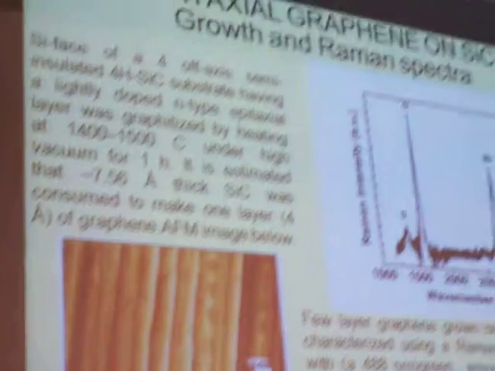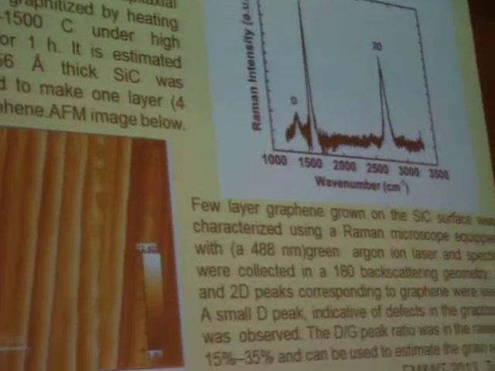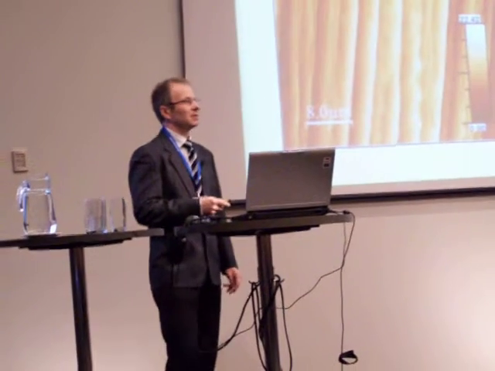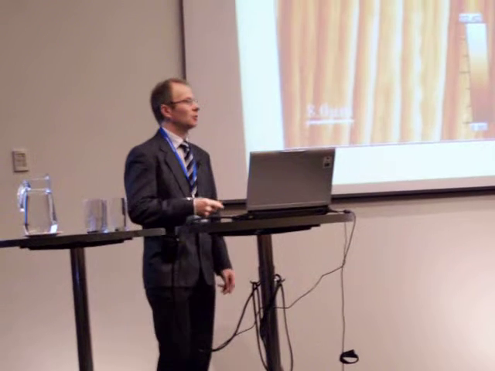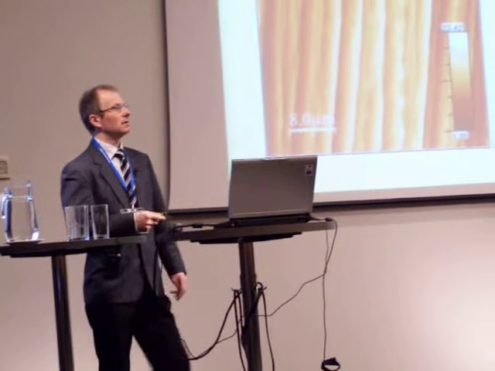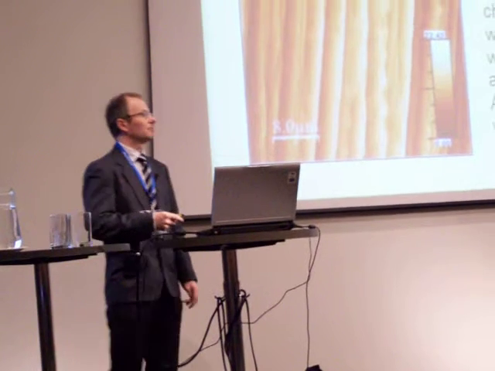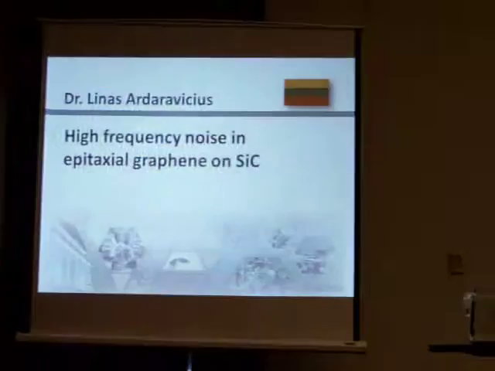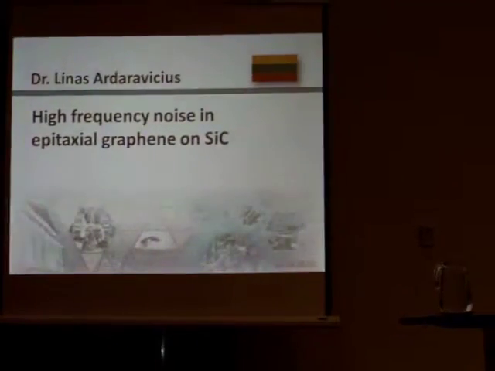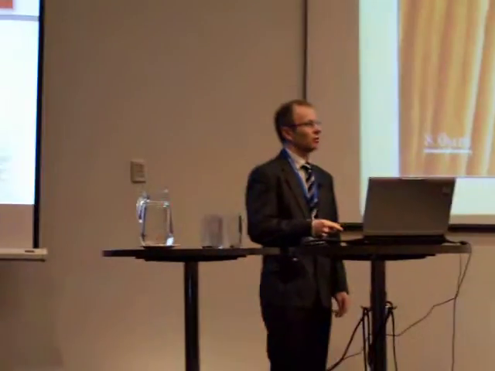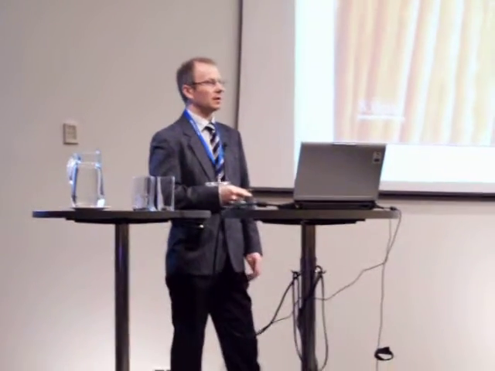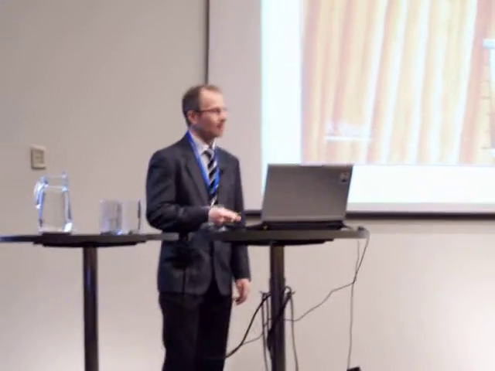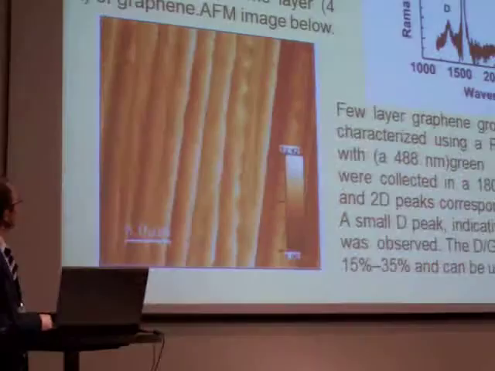This is our graphene structure. Silicon face of a 4H silicon carbide semi-insulating substrate having a lightly n-doped epitaxial layer was graphitized by heating between temperatures 1400 to 1500 for 1 hour at ultra-high vacuum. It is estimated that about 7.5 angstrom thick silicon carbide is consumed to make one graphene layer. Typical AFM image is shown below.